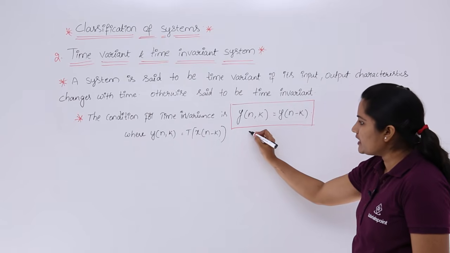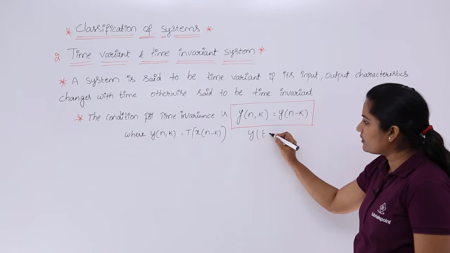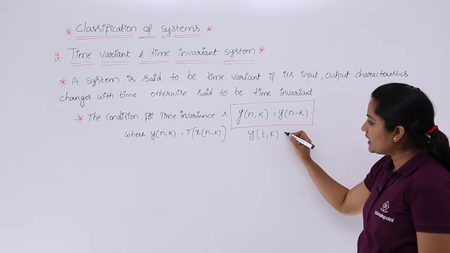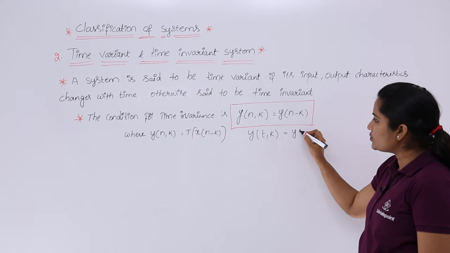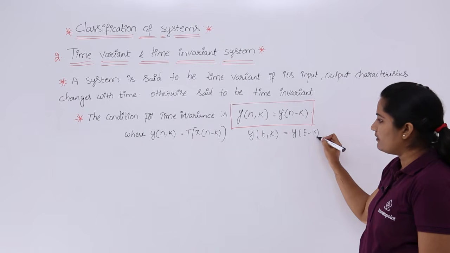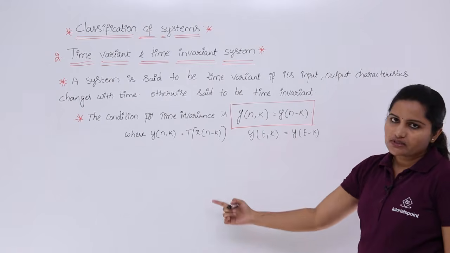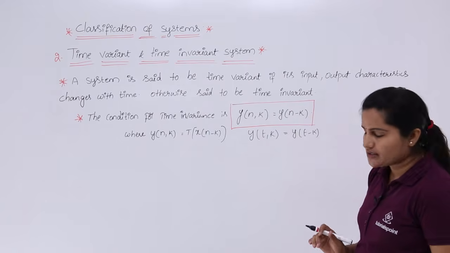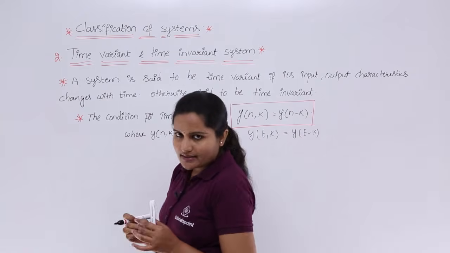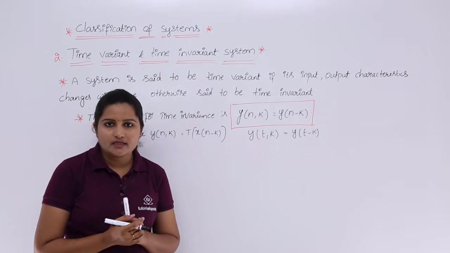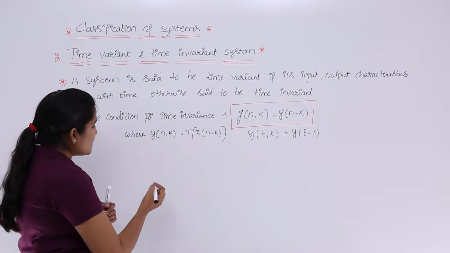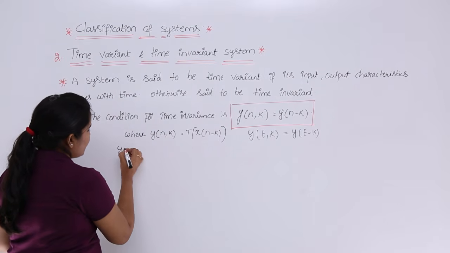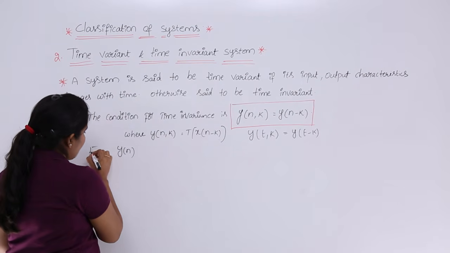If you want it for a continuous time system, then simply y of t comma k must be equivalent to y of t minus k, where y of t comma k is once again the transform of x of t minus k. Let me take two examples to explain time variant and time invariant. I want to consider a system with a response. So, this is example 1.